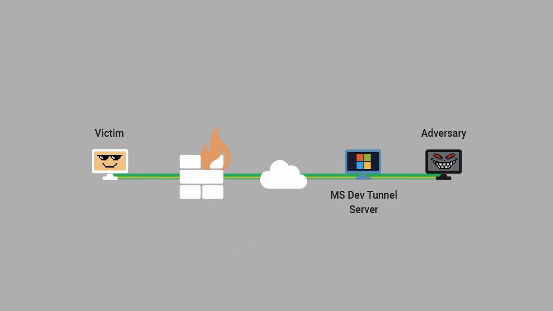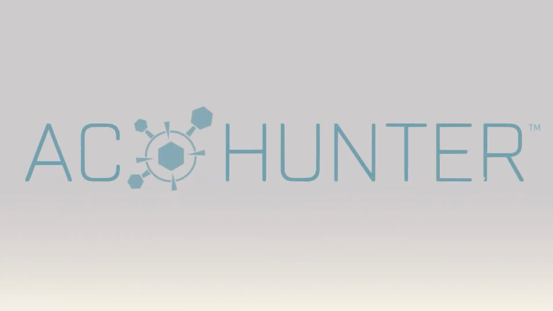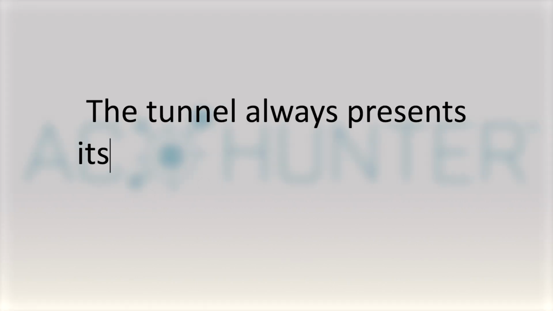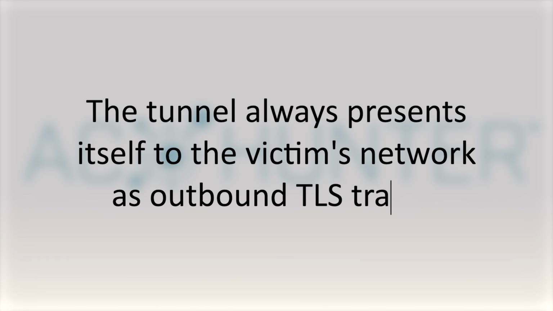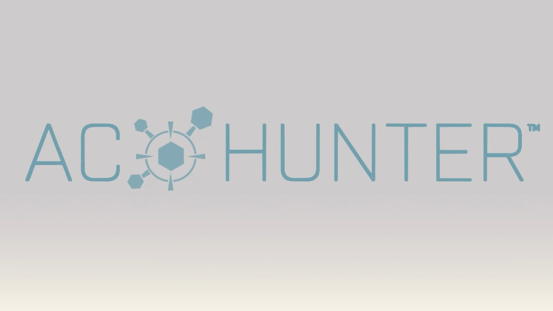However, here's the crucial aspect that makes this particularly significant for security. Regardless of the actual traffic direction or protocol being used, the tunnel always presents itself to the victim's network as outbound TLS traffic. This means that even when an adversary is actively connecting inbound to a victim system, for instance through RDP, the connection appears in network logs and monitoring tools as a standard outbound HTTPS connection originating from the victim's network. Based on this, there are three main ways in which Dev Tunnels may be misused by threat actors.